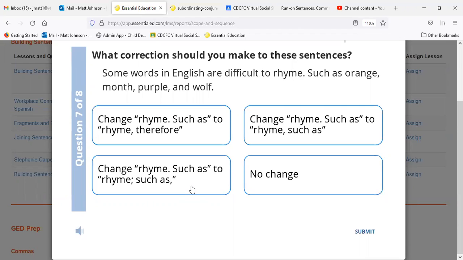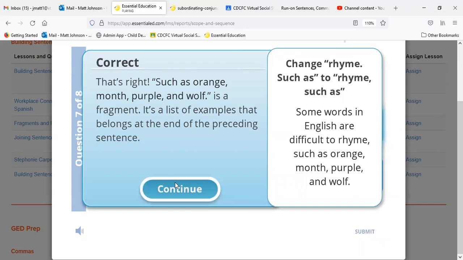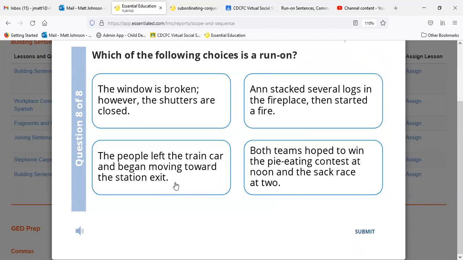So how are we going to do that? We do that by adding a comma. Yeah, change rhyme period such as to rhyme comma such as. Here we go. Last one.